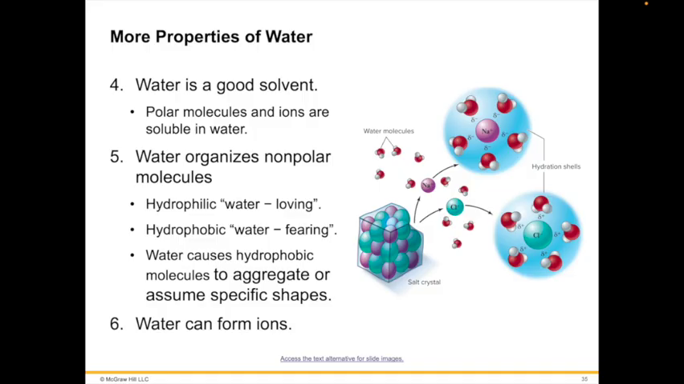Lastly, water can form ions. The covalent bond holding one hydrogen atom to the oxygen atom in a water molecule can spontaneously be broken. In pure water, at 25 degrees Celsius, only 1 out of every 550 million water molecules undergoes this process. When it happens, a proton, which is a hydrogen atom nucleus, dissociates from the molecule.